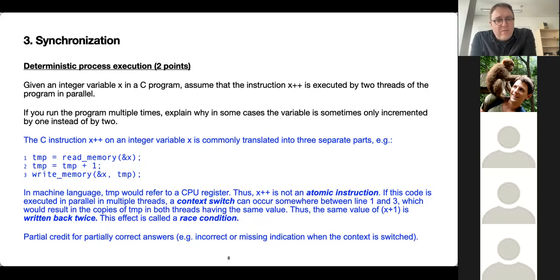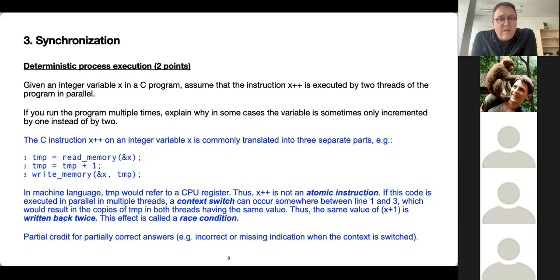Then you would increment the value in that register. And finally, in step 3, you would write this incremented value back at the address in memory where x is stored. So x++ is not atomic here. And what can happen is that the first thread executes read memory. So it gets the original value of x back. Let's say it's 1. Then we have a process or thread switch to the second thread, which also executes the first line. So it also reads 1 because we haven't incremented it yet.